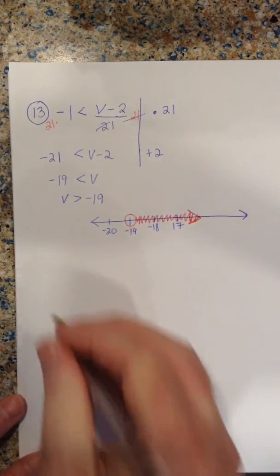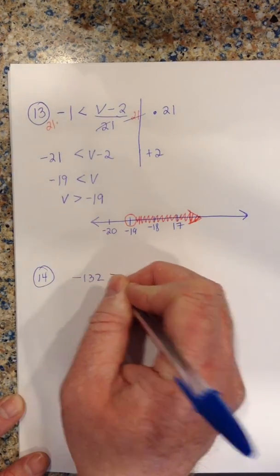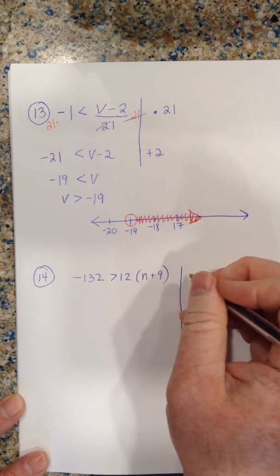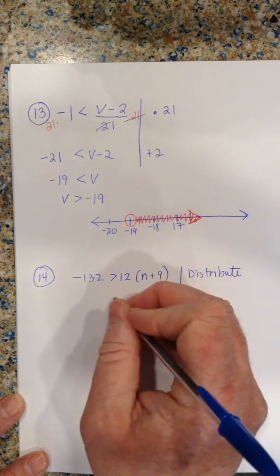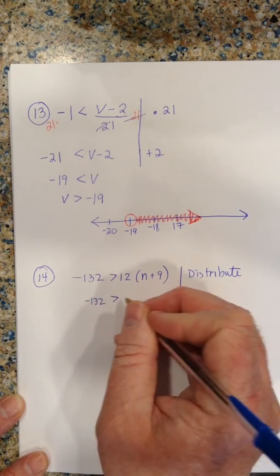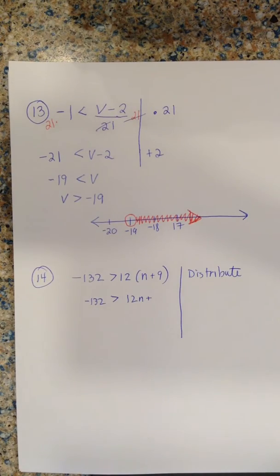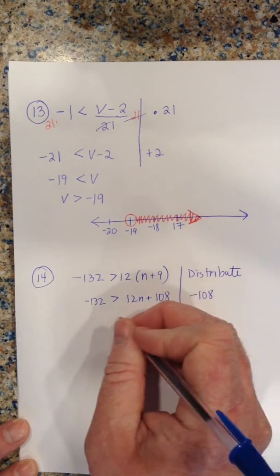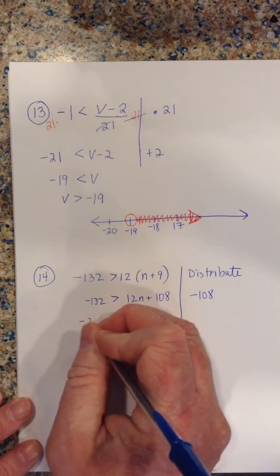Let's look at another problem, number 14. So I have -132 is greater than 12 times n plus 9. So the easy first step is I can distribute. And so I get -132 is greater than 12n plus 9 times 12 is 108. So I can subtract 108. So I have 12n on that side. -132 minus 108 is -240.